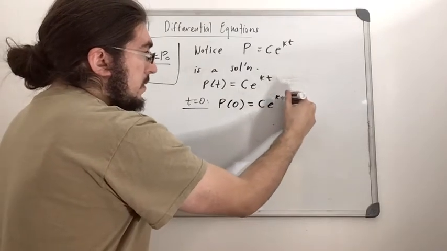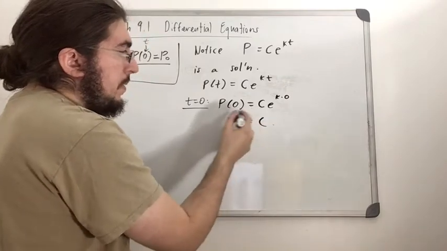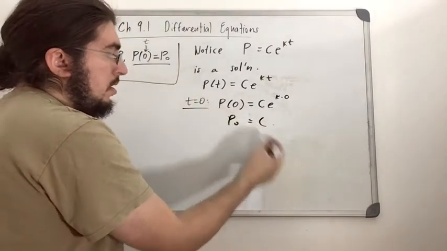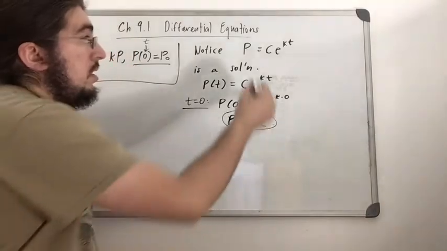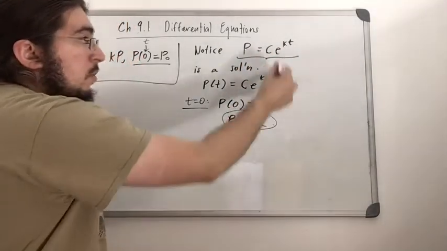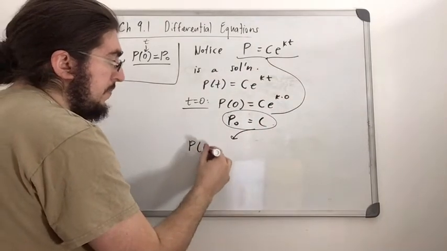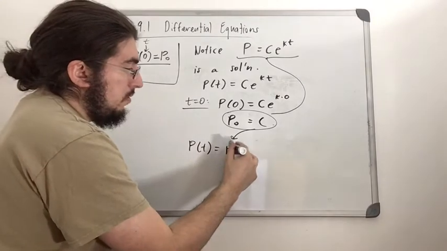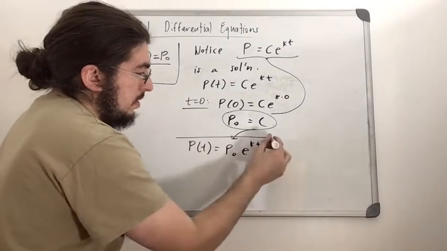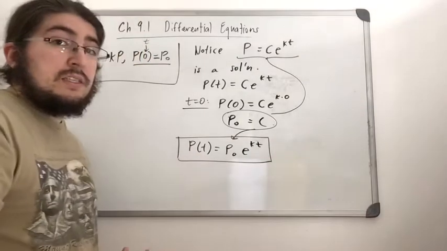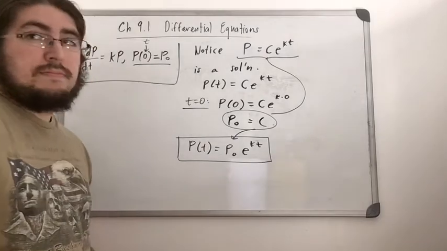That's just e to the 0, which is 1, so this is C. P of 0 is P naught, so we've actually solved for our constant C in our solution. Our solution was this. We now know what C is, so plugging it in, we get P of t is equal to P naught times e to the kt. And this is the solution to the differential equation.